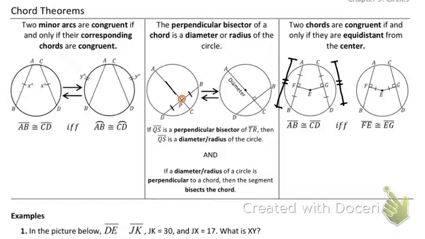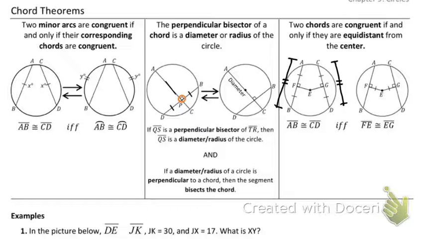We can also go the opposite direction. If you see those 90-degree angles, like I said, you have to look out for 90-degree angles, and you see tick marks on both these lines, we can go back to this one and say that AB is congruent to CD. So that says two chords are congruent if and only if they are equidistant from the center.